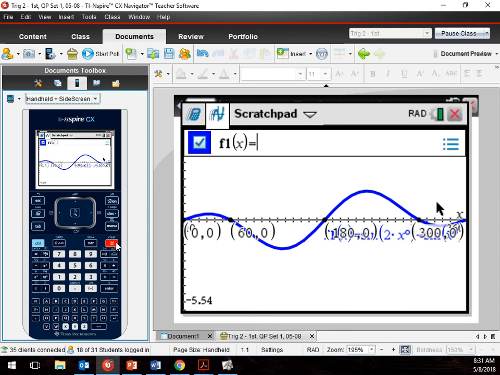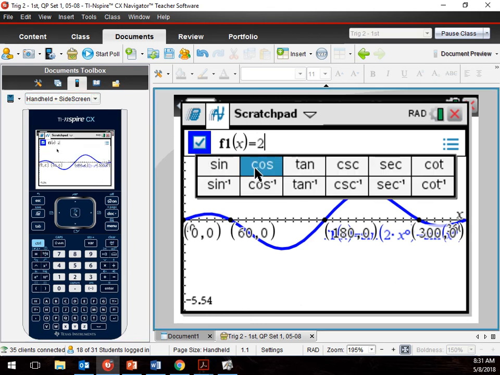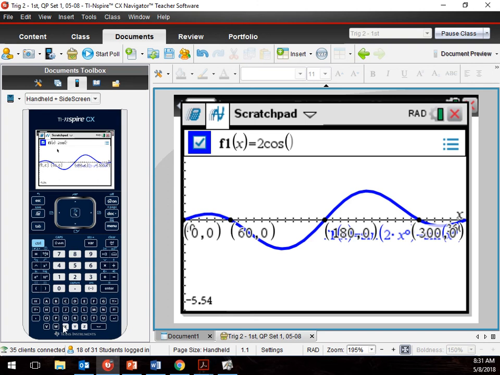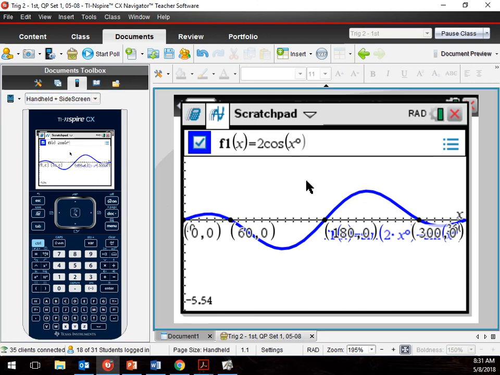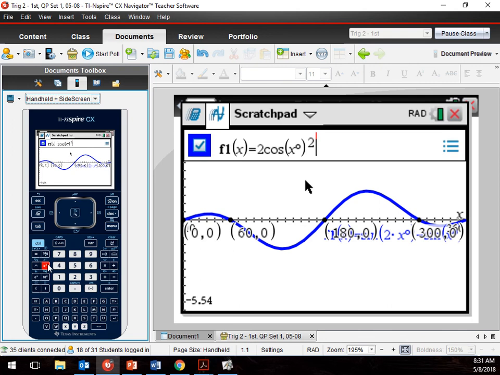Okay, what was the function again? 2 cosine x. Remember, the square has to go on the outside. And then it goes square, has to go like that. And then minus 2, right? Like that? Okay.